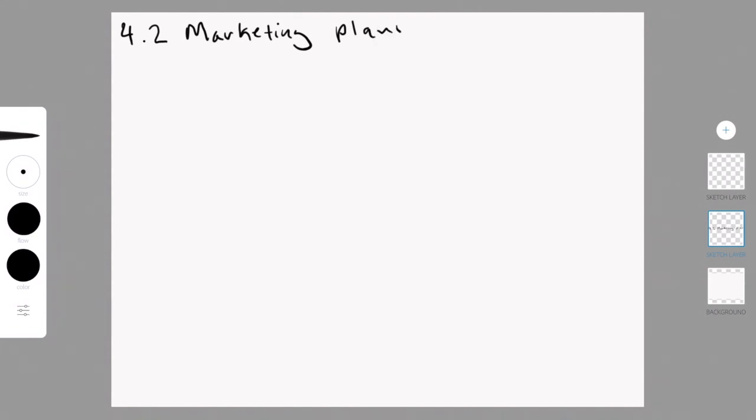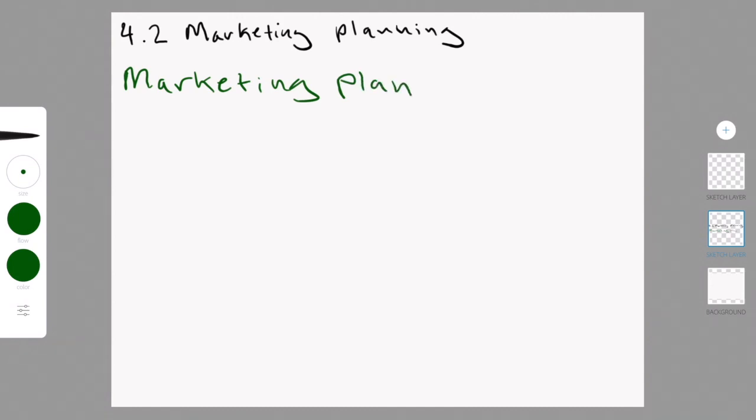So 4.2 is about marketing planning. So what does a marketing plan involve? It involves marketing objectives. These are objectives to meet your mission and vision statements. They have to be SMART, which means specific, measurable, achievable, relevant or realistic, and time-specific.